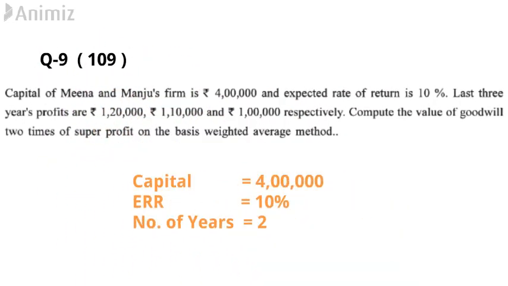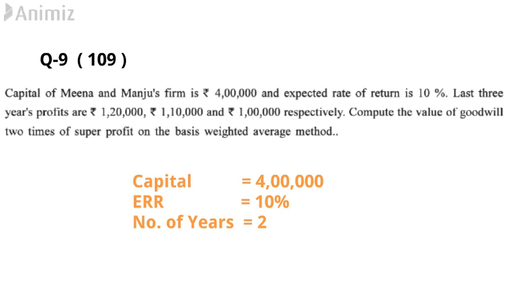Let's solve a question from your exercise, that is question number 9 on page number 109. The question says the capital of Meena and Manju's firm is 4 lakh and the expected rate of return is 10%. The last 3 years' profits are 1,20,000, 1,10,000 and 1 lakh respectively. Compute the value of goodwill at 2 times of super profit on the basis of weighted average method.